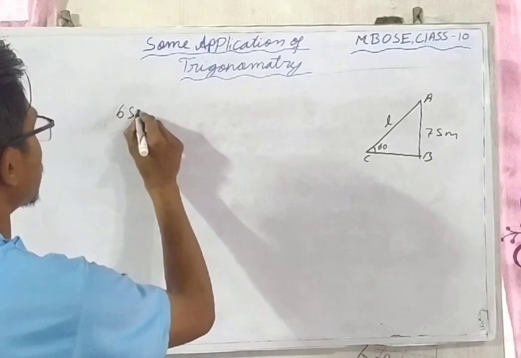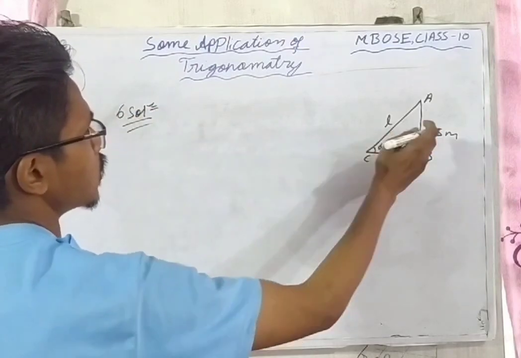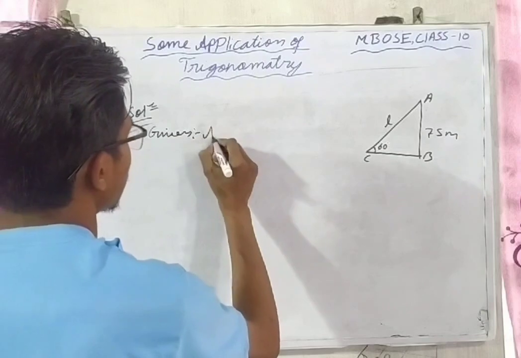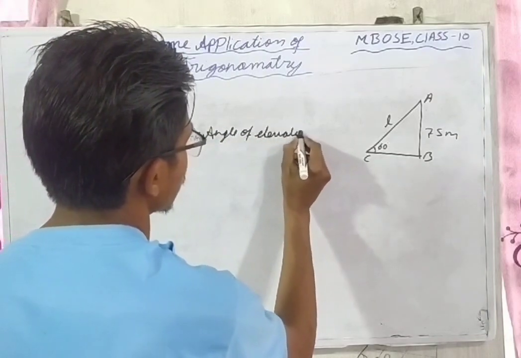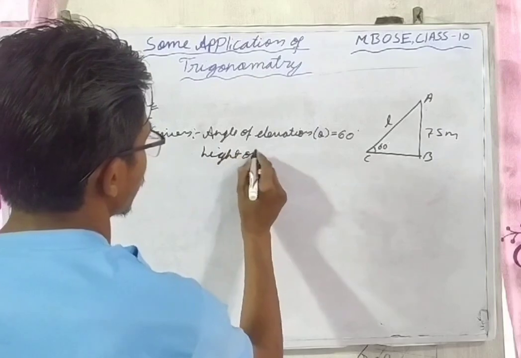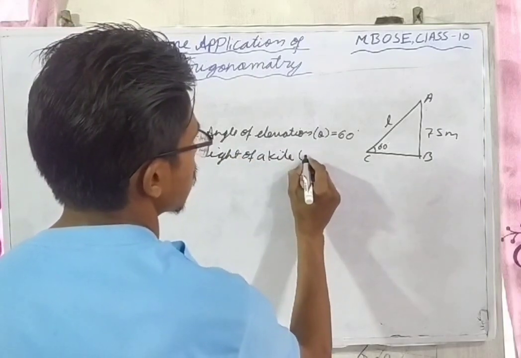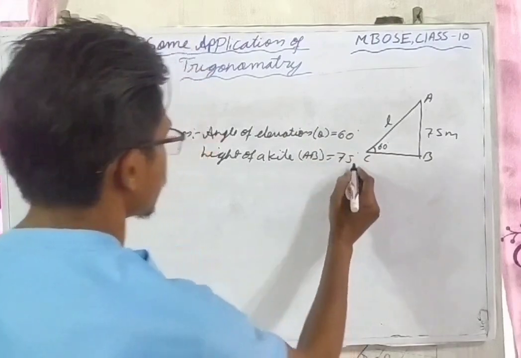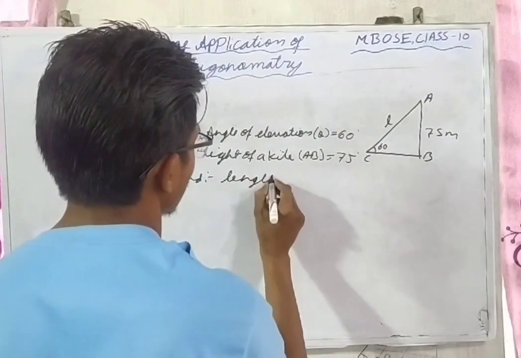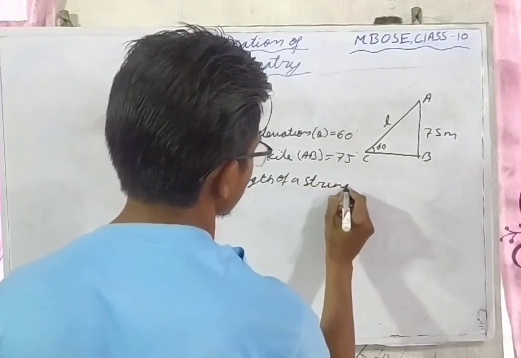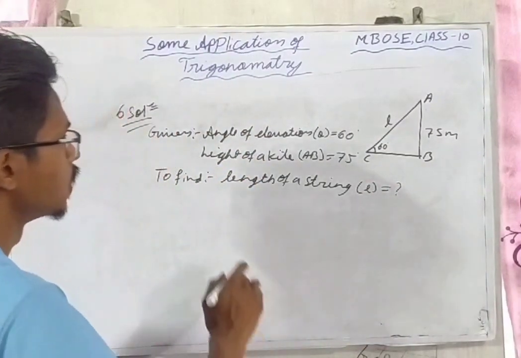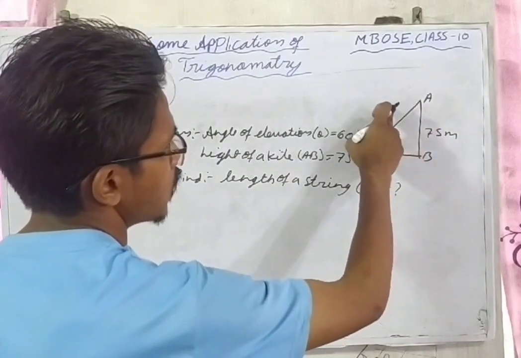So we are doing question number 6, solution. In question number 6, the height is given, we have to find the length, and the angle of elevation is already given here: 60 degree. The height of the kite AB is equal to 75, this is given here, and we have to find the length of the string, this is the question mark. So here the perpendicular is given, and the hypotenuse we have to find.